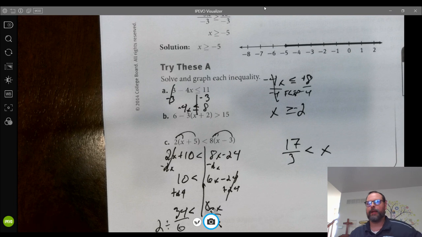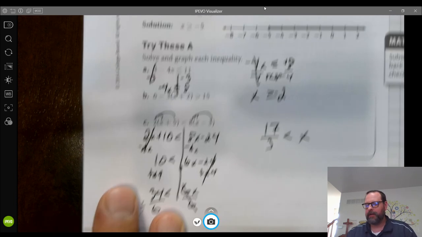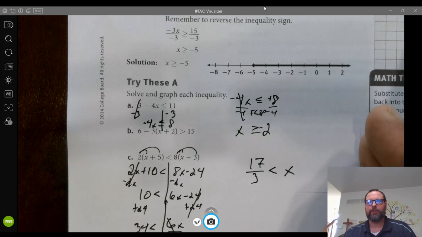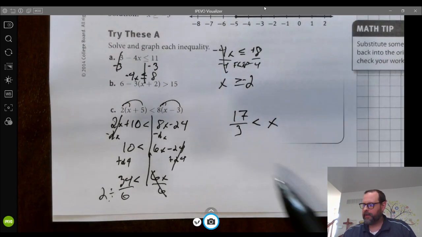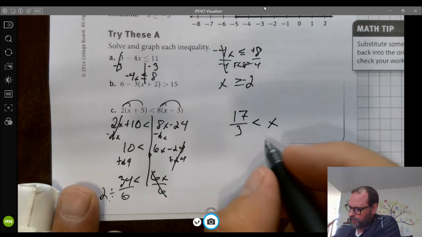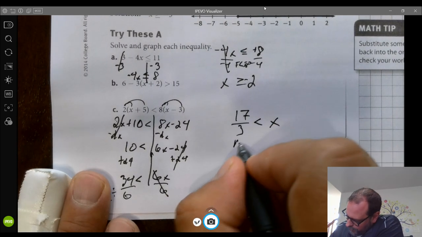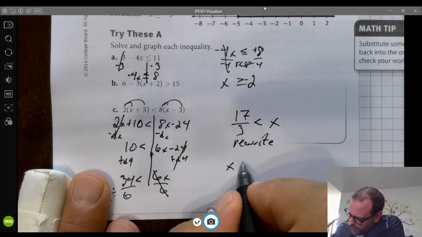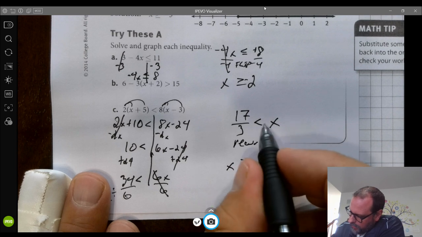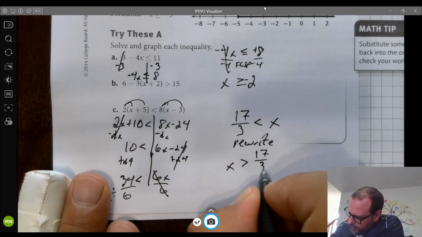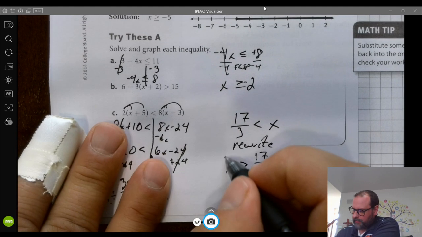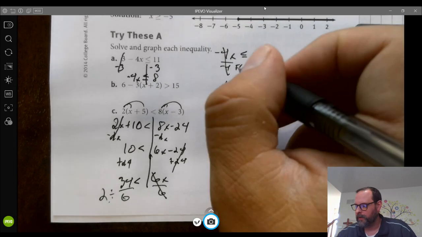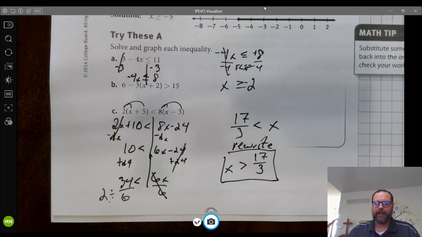Now, usually we don't write it that way, and some of these you're going to be asked to graph. You can see the one that's still above there that they gave as an example. You're still going to graph that. But if I want to graph this, I like it with the x first. This one, I am going to rewrite it with the x first, but the opening stays the same. So the opening is towards the x. The alligator's eating the x. So x is greater than 17/3. So this, I would say, is a rewrite. It's not a flip. Flips occur when you divide or multiply by a negative.